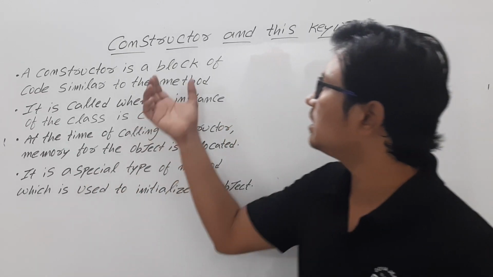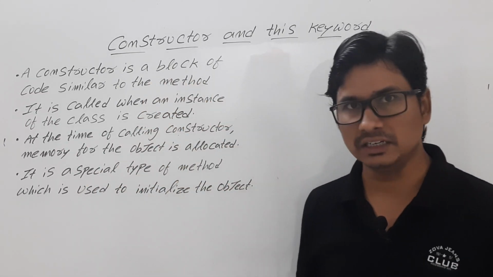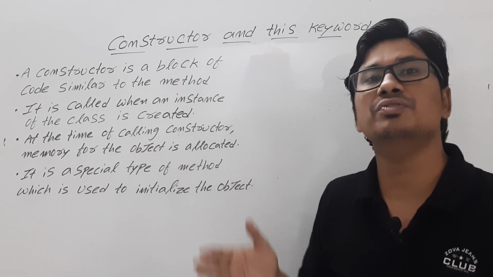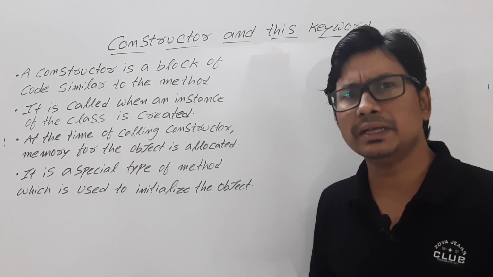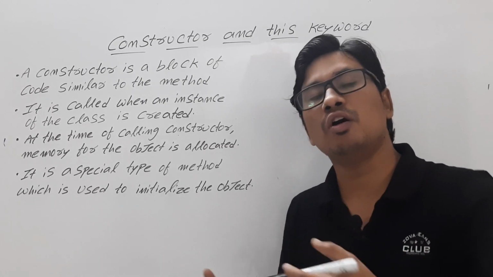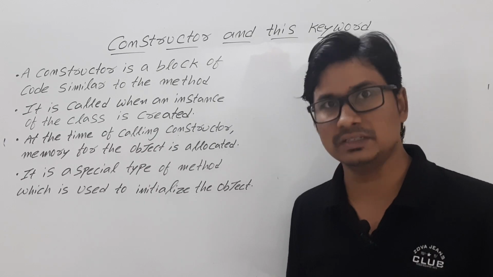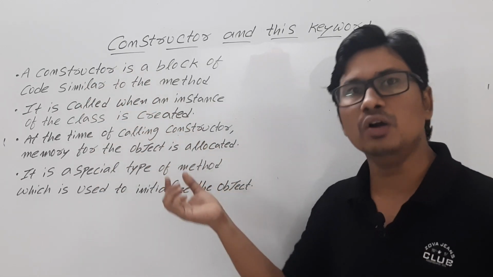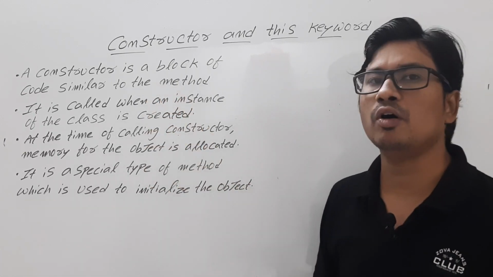First, let me discuss a constructor. A constructor is a block of code or a block of statements which is similar to a method, because even for the method we have said a method is a block of code or a collection of statements to perform a certain task. So similarly, a constructor is also a method which consists of a block of statements.